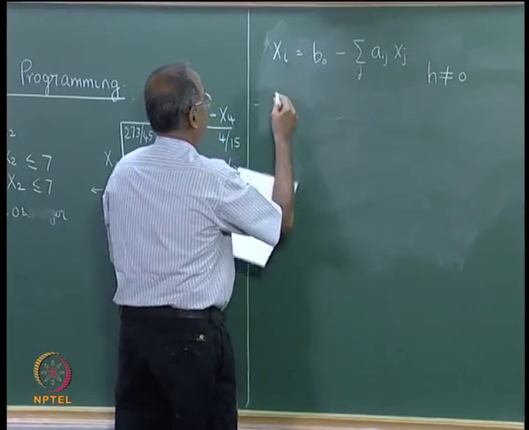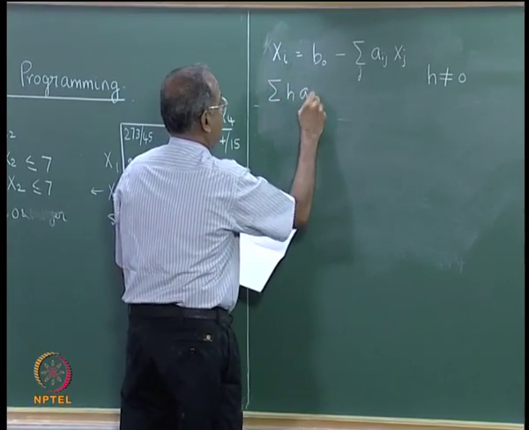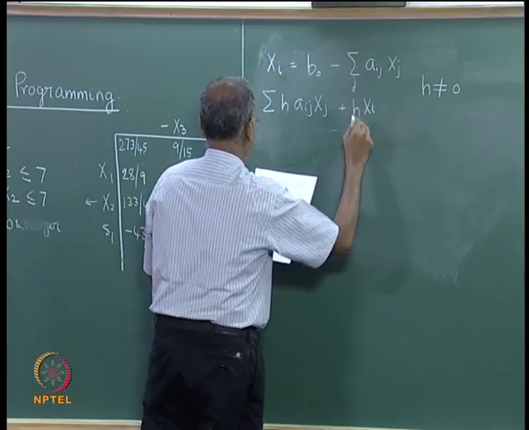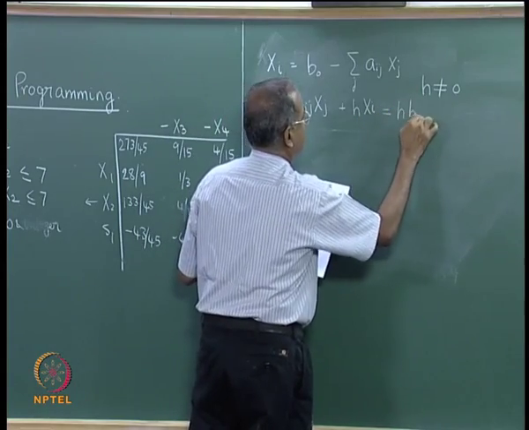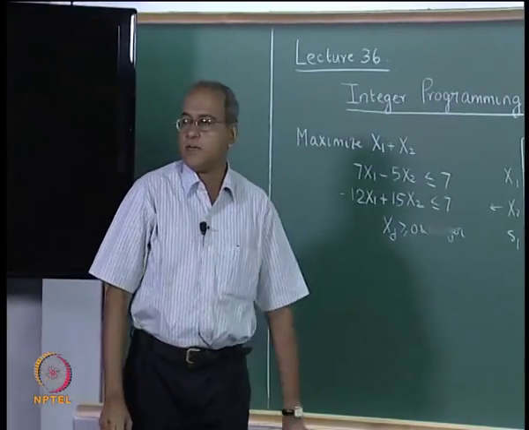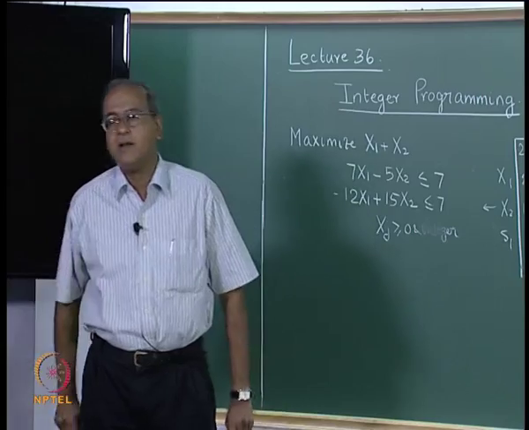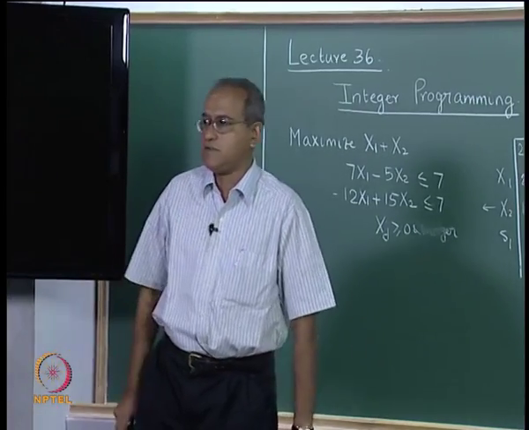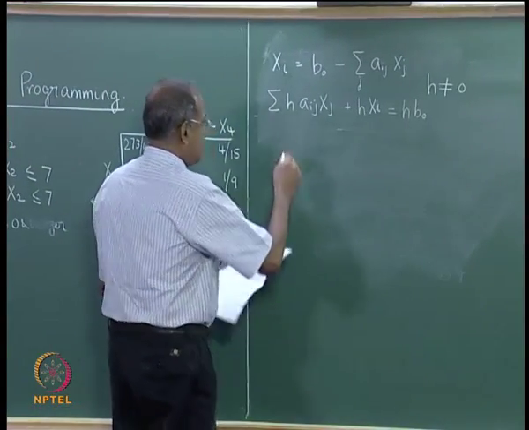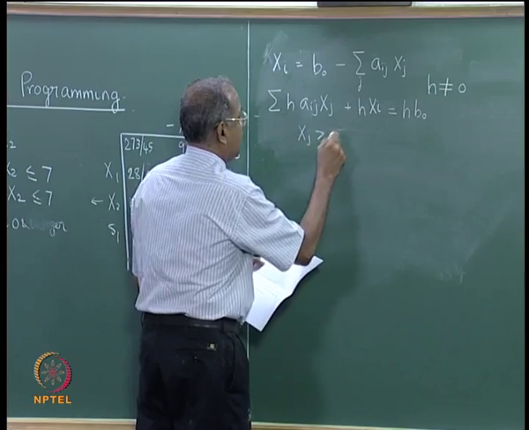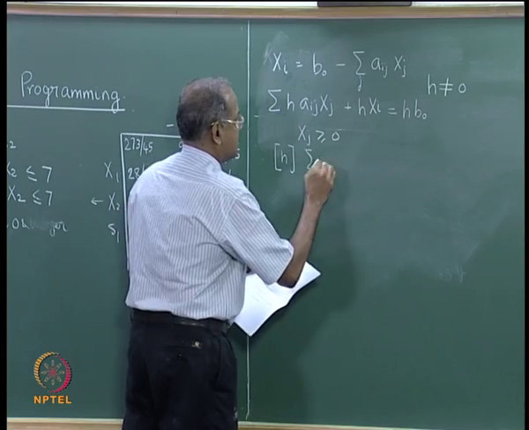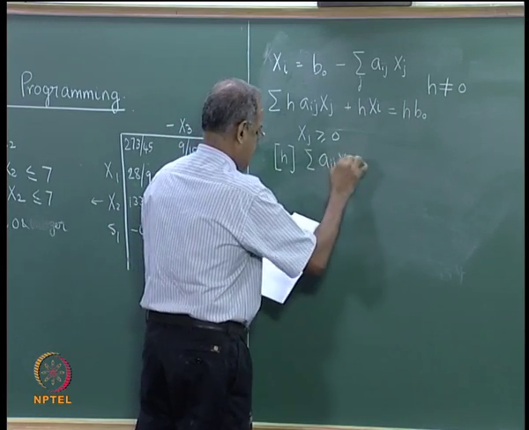So we could have sigma h aij xj plus h xi is equal to h b0. So I am bringing the aij xj to the other side. Right now h is not equal to 0, it is an equation, so h can even be negative, but later we are going to have only positive values of h. Now since all xj are greater than or equal to 0, we can now write this as absolute value of h sigma aij xj.